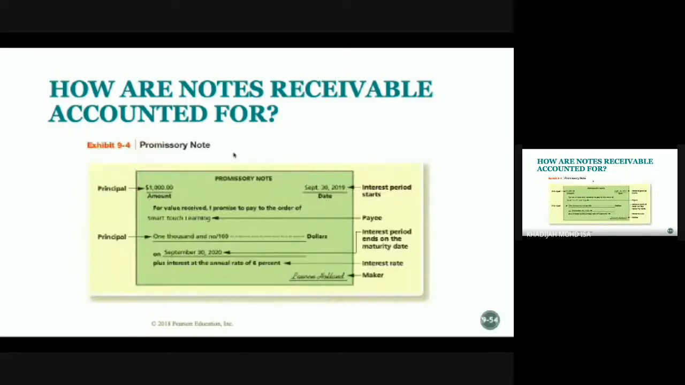Yeah, notes receivable. So in this example, we have the principal amount is 1,000, with the date, and this is the person who promised to pay Smart Touch Learning 1,000. And then on September 30th, 2020. So the period here is 2019 and you promised to pay in 2020. So this is the principal amount. The interest period ends on the maturity date. So what is the interest rate? The interest rate is 6%.